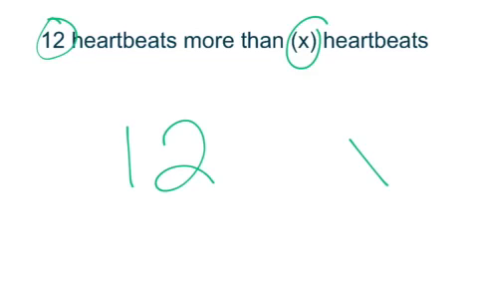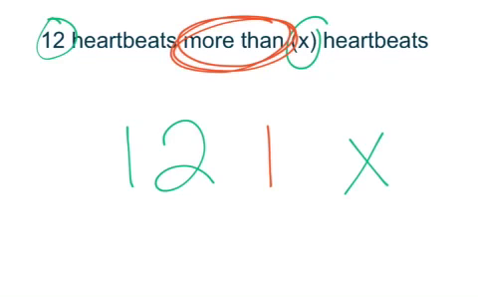Try writing an algebraic expression for this word problem. Press pause, and when you've figured it out, press play to see the answer. So this says 12 heartbeats more than X heartbeats. I'm going to notice that I have a 12 here, so we're going to use a 12. We're going to use an X for our variable. In my operation, I notice we said more than, and more than tells me that we're going to add. So 12 plus X is the algebraic expression for this word problem.